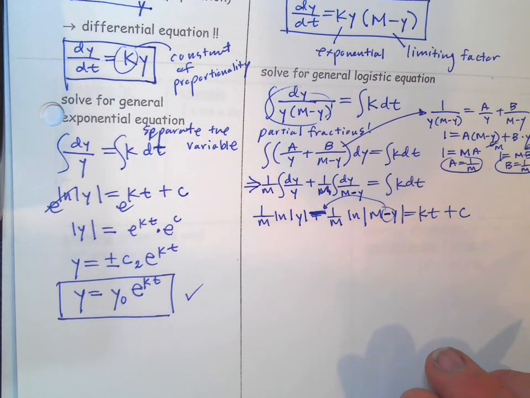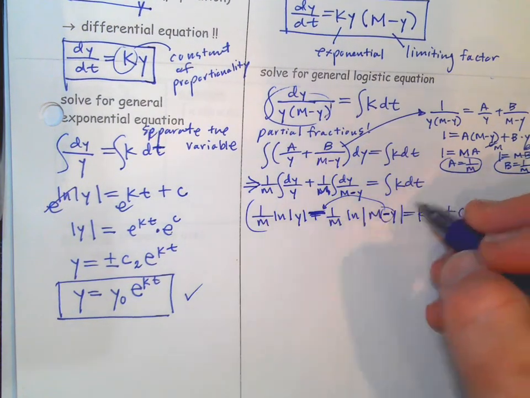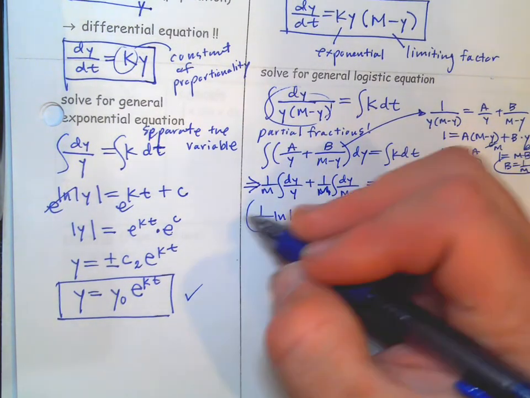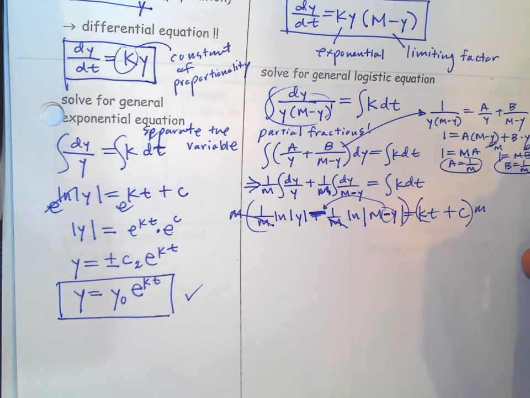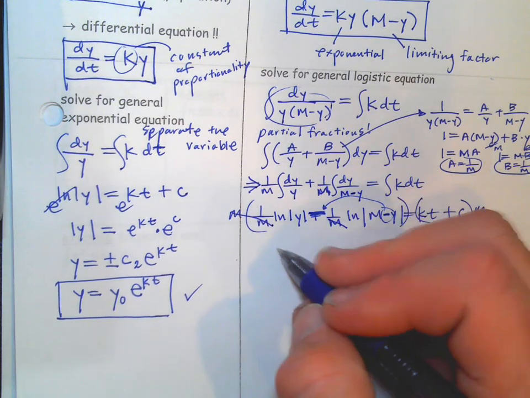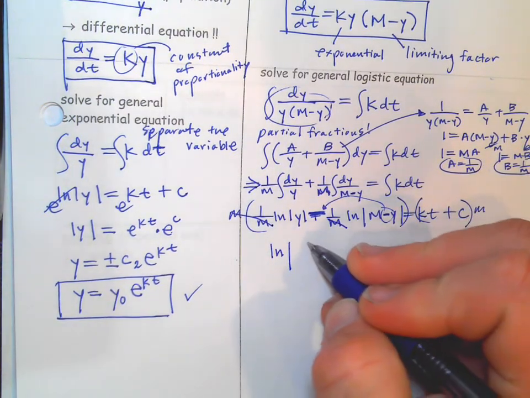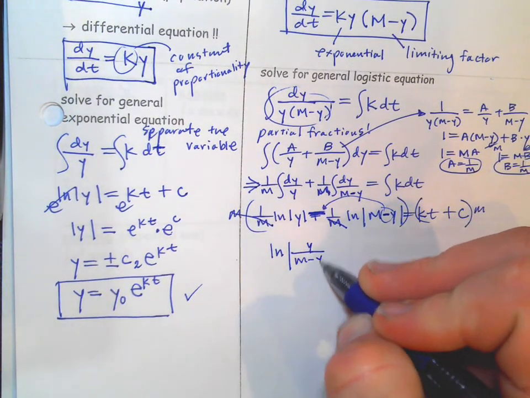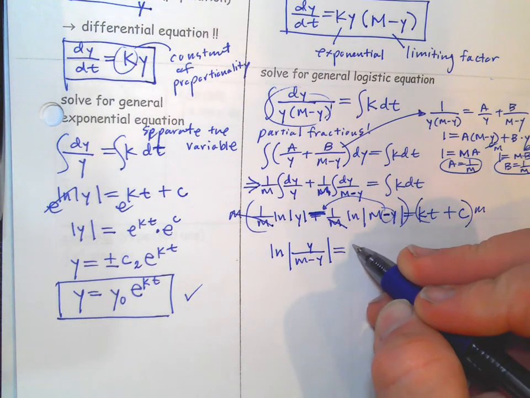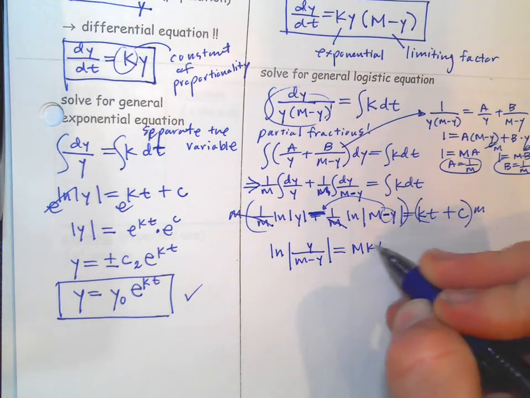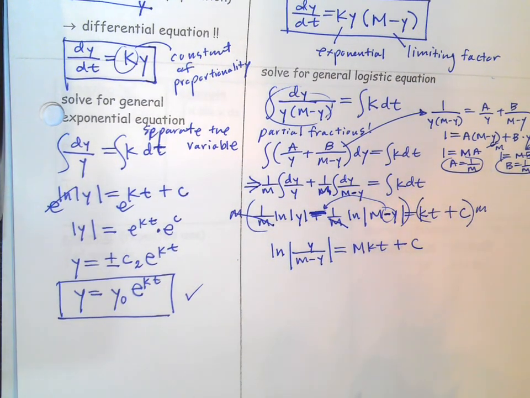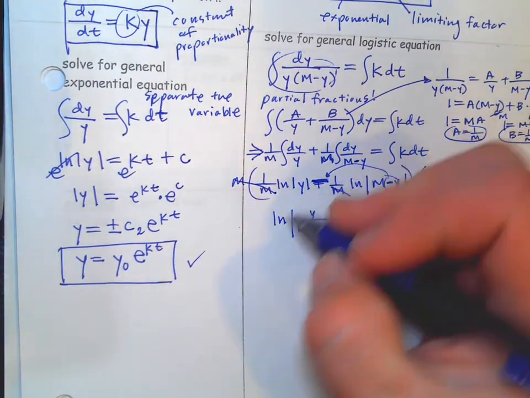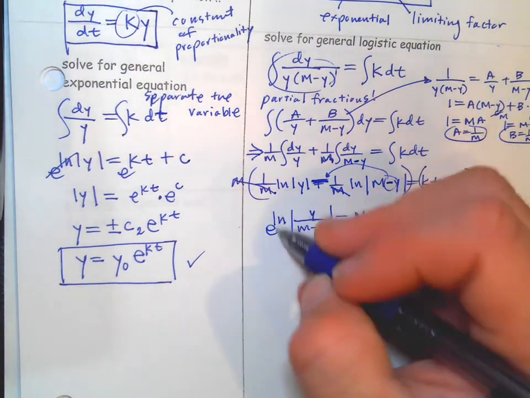So now we need to solve for y. So this is where this gets extra messy. So I would multiply both sides by m. Okay, and then I'd use log rules to combine these together. So it's going to be natural log of y over m minus y equals mkt plus mc, which is just still a new constant, so I'm just going to write c. Now we're trying to get y by itself, so then we exponentiate both sides, right?